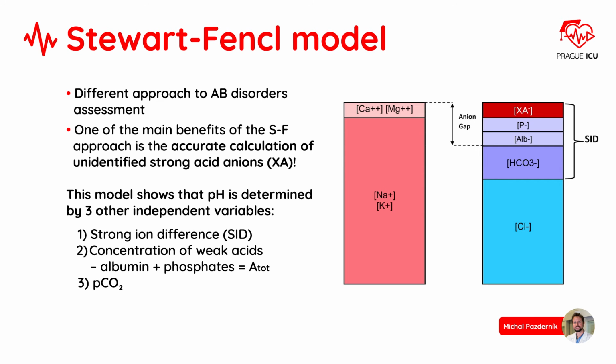To perfectly understand acid-base balance, we need to go through and interpret the Stewart-Fencl model. Stewart-Fencl brings a different approach to acid-base disorders assessment. One of the main benefits of the Stewart-Fencl approach is the accurate calculation of unidentified strong acid anions. This model shows that pH is determined by 3 independent variables: strong ion difference (SID), concentration of weak acids, albumin and phosphates, and PCO2.